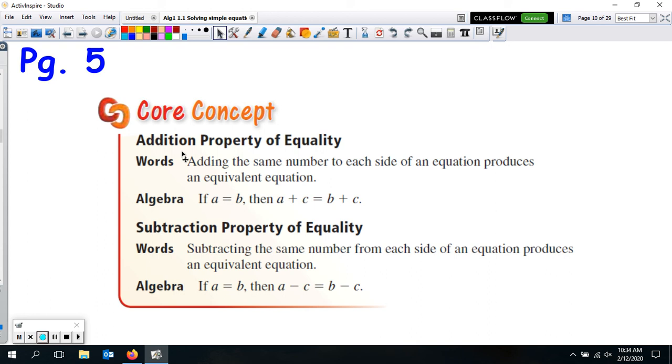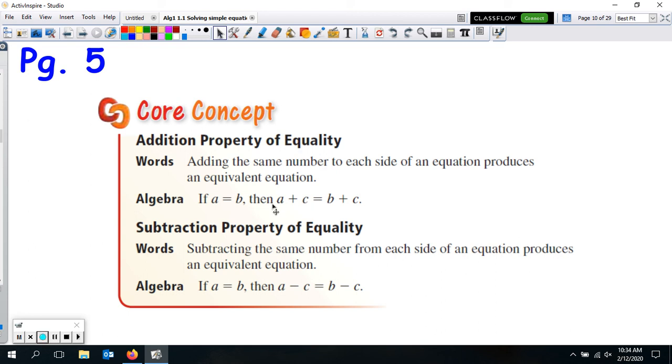Anytime we are trying to solve equations, you always have to use properties of equality, whether it's addition, subtraction, multiplication, division, or even other different properties where we would do something to both sides of the equation. So it's always equal. You always got to keep your equation balanced that way.